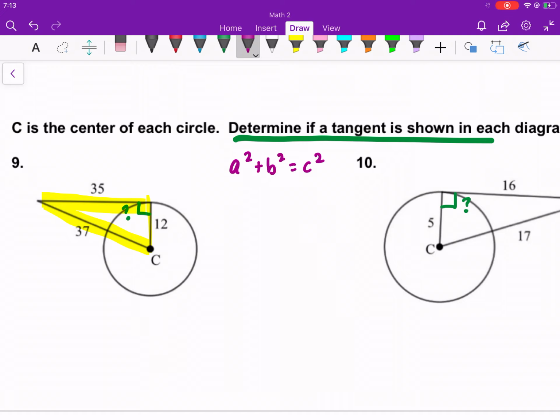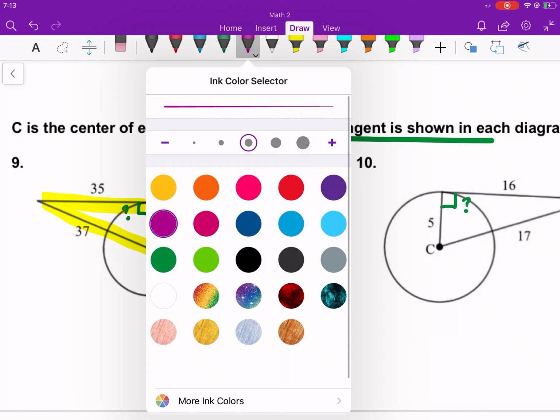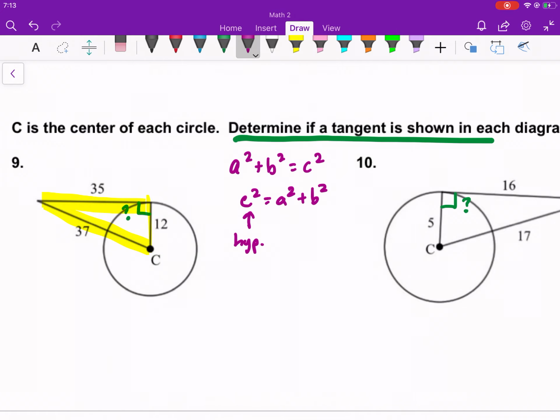Okay, I like to start out with my hypotenuse, so I like to write it this way. So remember, c is the hypotenuse. So we'll go ahead, let's start that out. Let me make that smaller. So we've got 37 squared. I want to see, does that actually equal? So I'm not actually going to put an equal sign. We're trying to determine what this is. What is it? Is it equal, greater than, or less than? Okay, 12 squared plus 35 squared.